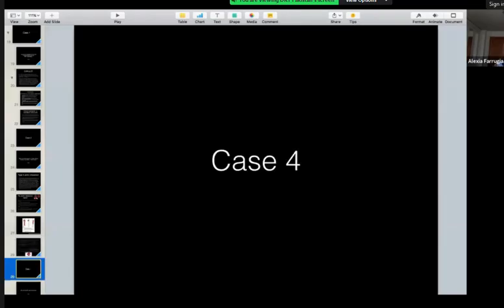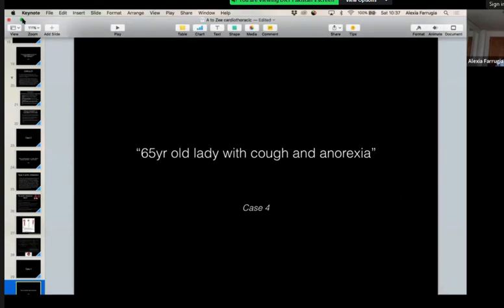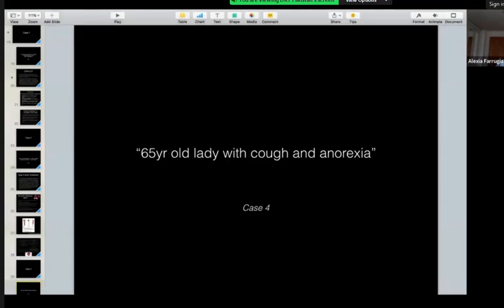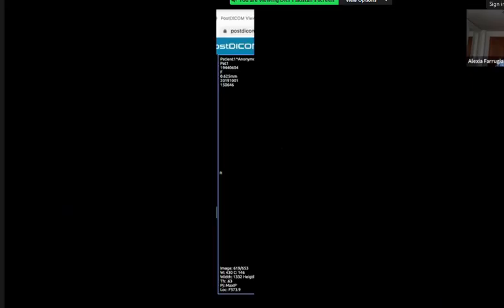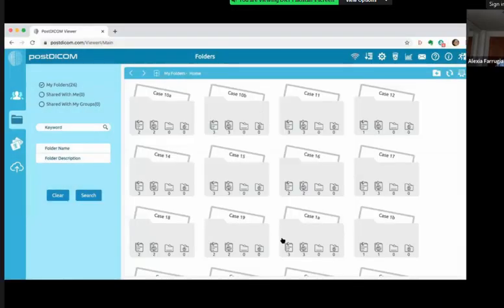Shall we go to case 4? Do you want to take this one, candidate 1, as well as your last case? Yeah, sure. Okay. So, this is your history. A 65-year-old lady with cough and anorexia. So, keep that in mind. And we will go to the DICOM stack and have a look at her imaging.